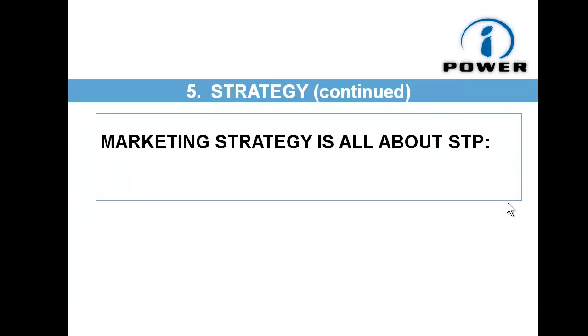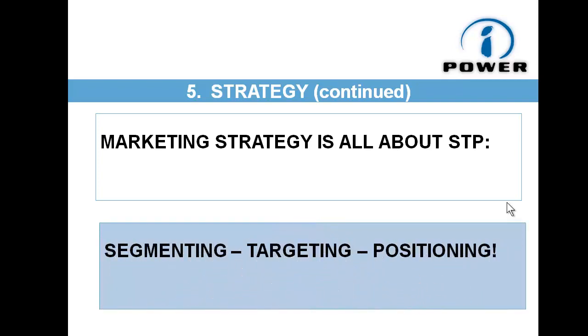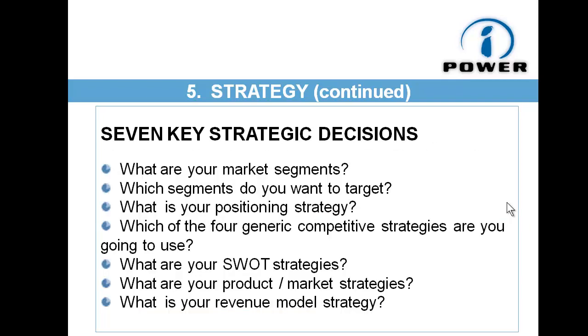As you remember, marketing strategy is all about S, T, and P. It's that simple. That's the core of marketing strategy. STP, which stands for segmenting, targeting, and positioning. In this section on strategy, you will actually answer the 7 key strategic decisions as mentioned earlier in this course. And those 7 key strategic decisions and questions have been listed here.